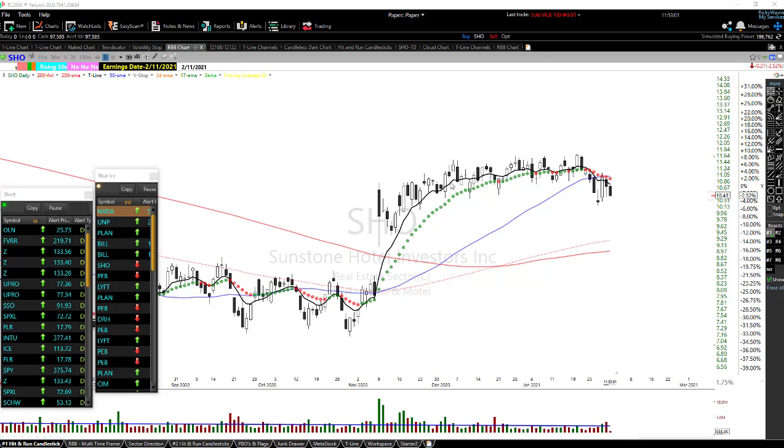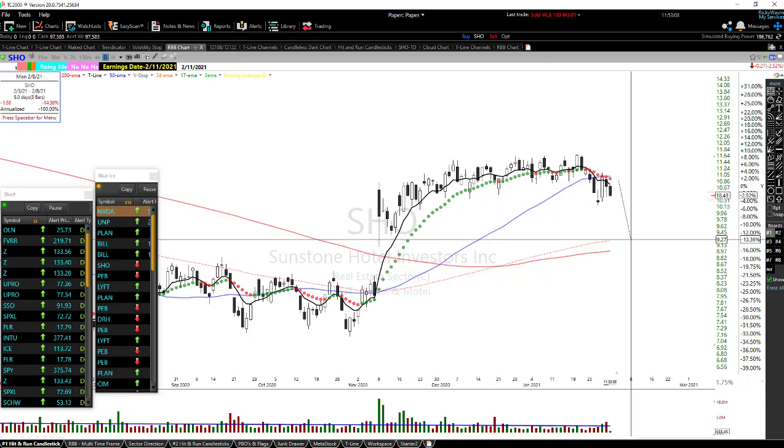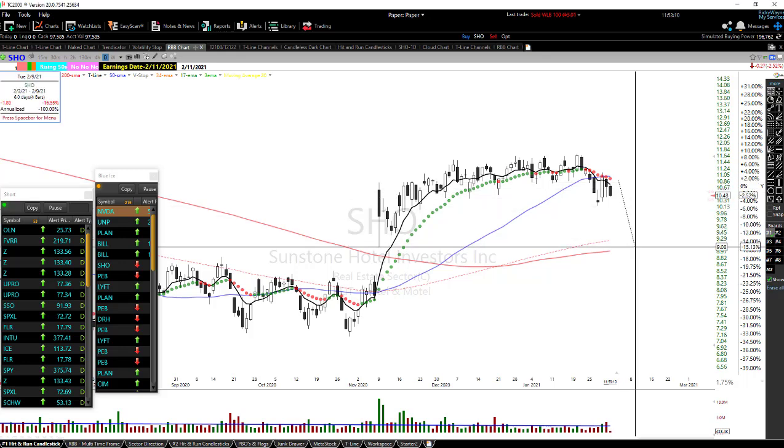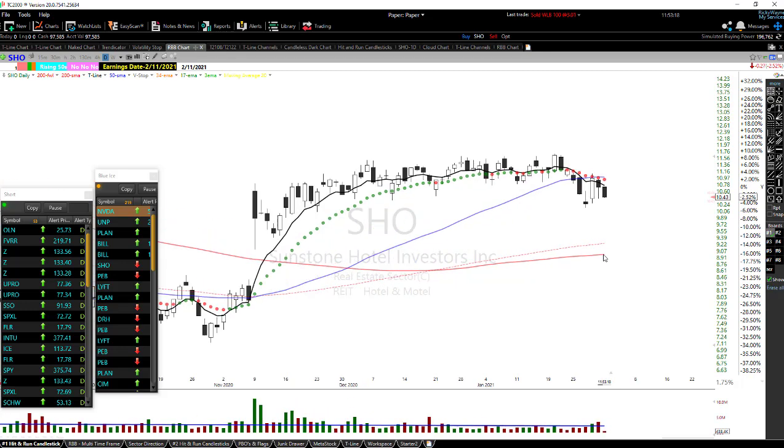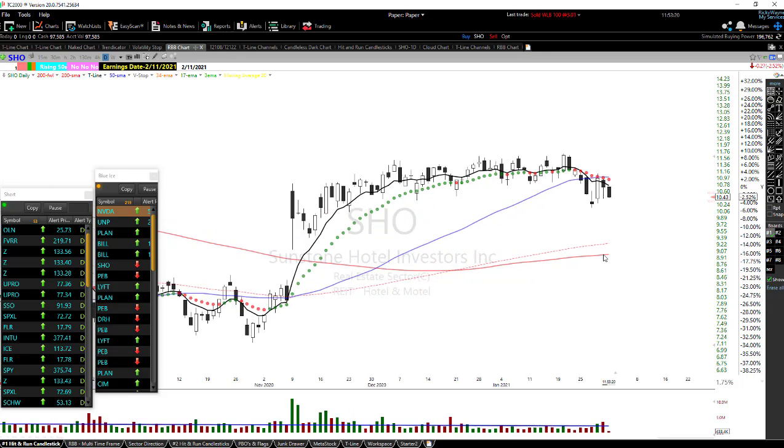So again, I'm looking for these moves to the upside, a bullish trend, and then a fail of the 50, and then we're looking for it to move back toward, not necessarily to, the 200 period moving average. And this line right here, the solid red one, that's the 200 period.